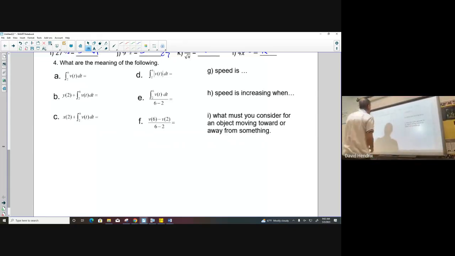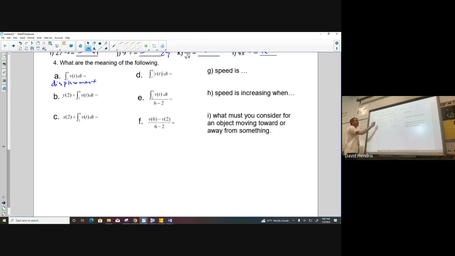All right, so you're going to be guaranteed one FRQ is going to deal with motion, and you're going to have to know what these things mean. So what does this one mean? We have this integral from 2 to 6 of v of t dt. This is going to be our displacement, or your change in position, right?